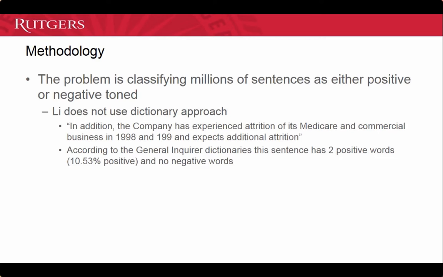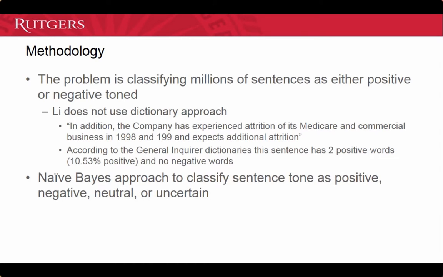would be classified as a positive sentence based on the General Enquirer dictionary, because it has two positive words. It says, in addition, the company has experienced attrition of its Medicare and commercial business in 1998 and 1999 and expects additional attrition. That sounds like a very negative thing, the company shrinking. So why did it say it was positive? There are two positive words. What are they? Probably not attrition, but it could be, I can't remember, like experience or expect. Those are probably the two positive words, okay? Because experience is a good thing, right?